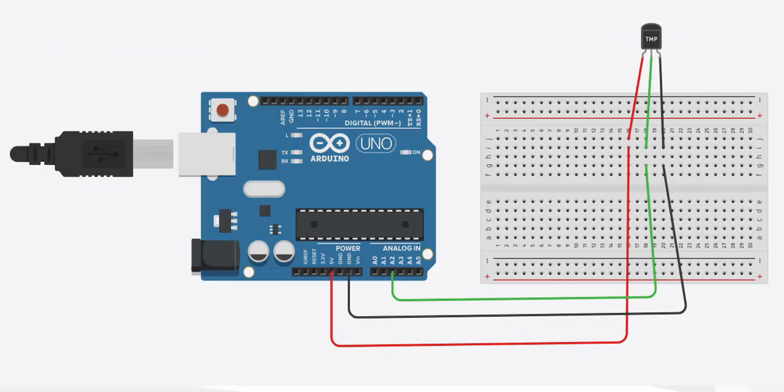In this exercise we will use the LM35 temperature sensor. You can see the wire diagram. This sensor has 3 legs, 3 pins. 5 volts is the red. The second one is for the analog signal, and the third is ground.